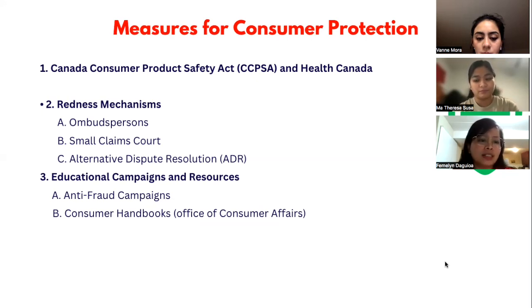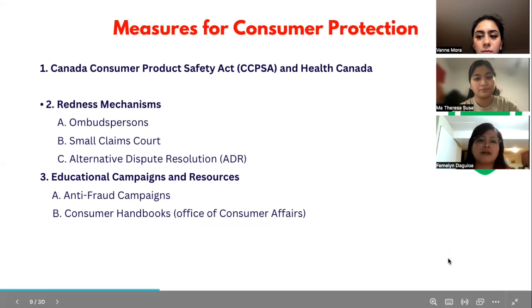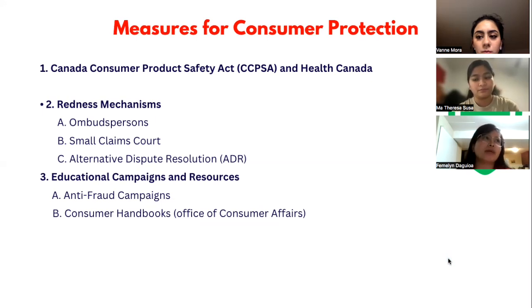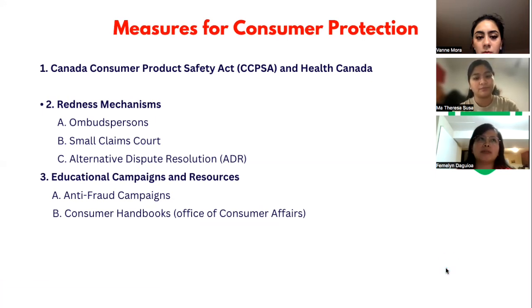Second is the consumer handbook. These are guides published by our government to inform consumers about their rights and how to protect themselves, explaining what to do if you have a problem with a product or service. For example, a consumer rights handbook might explain how to handle a faulty product, or what to do if a store refuses a refund.